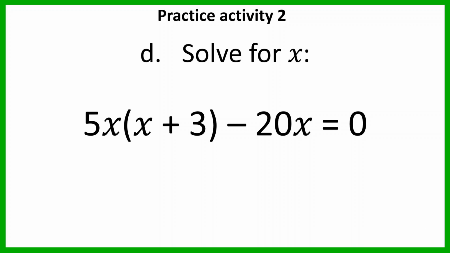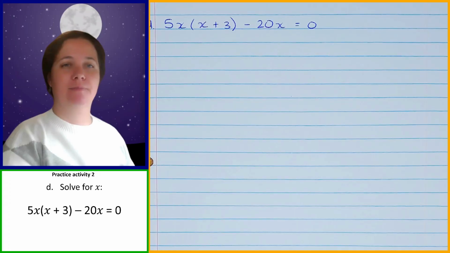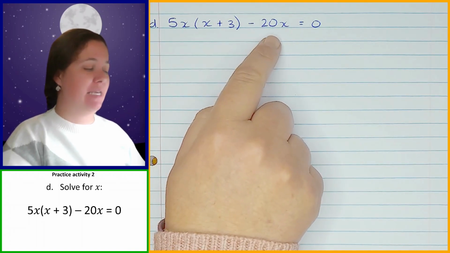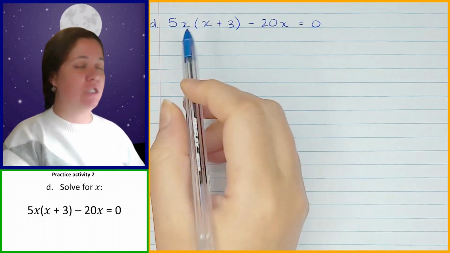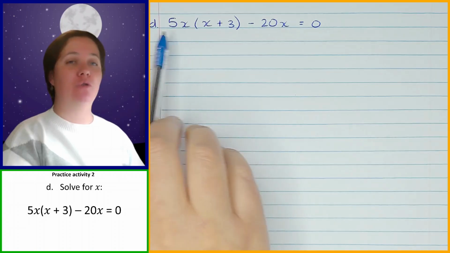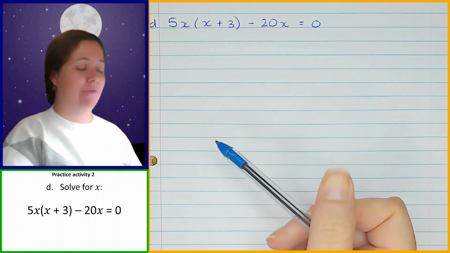Okay, so let's go through that question and see what you should have got. Right, so over here I've got 5x times x plus 3 minus 20x equal to 0. So the first thing we need to do is multiply out these brackets, and then we need to get it into the correct order, and then we can factorize and solve.